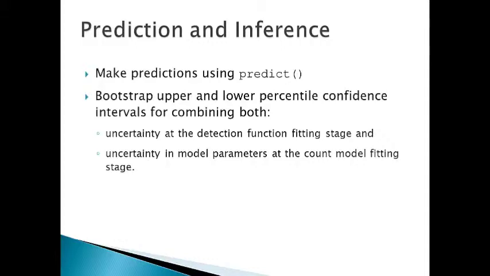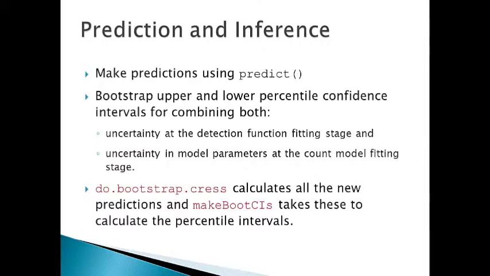There's a function called do.bootstrap.cross, and it calculates all of your new predictions, and it makes your bootstrap confidence intervals. So you can maybe do 500 bootstraps, you get a set of 500 bootstrap predictions out at the other end, and you can use those to calculate percentile intervals.